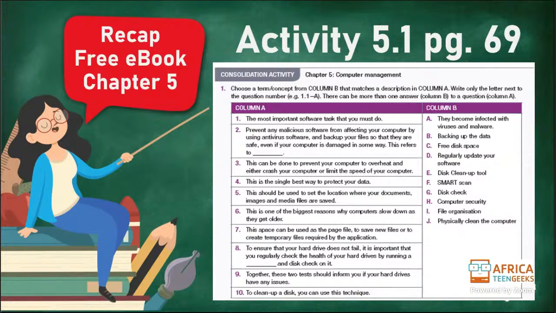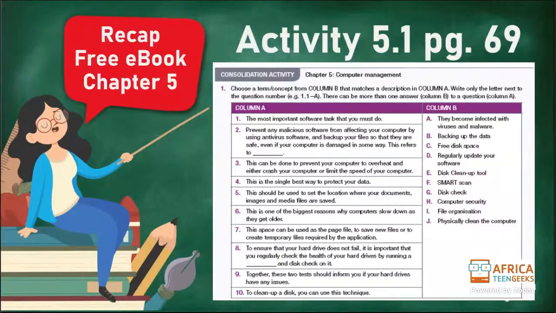So let's see, if we say disk cleanup tool, it cleans, yeah, it works, disk cleanup as well as physically clean the computer. There are 2, that is E and J. E and J can work there. Right, then number 4, this is the single best way to protect your data. How do you protect your data? Yeah, that's B, correct.